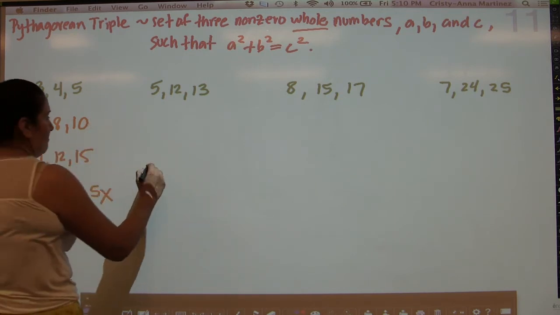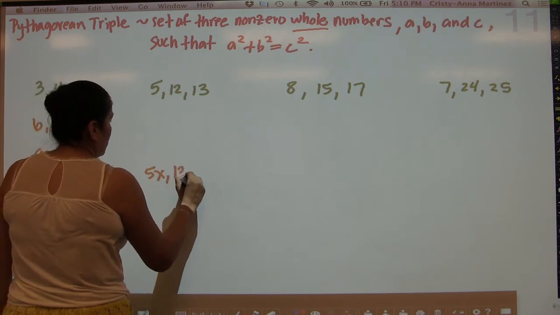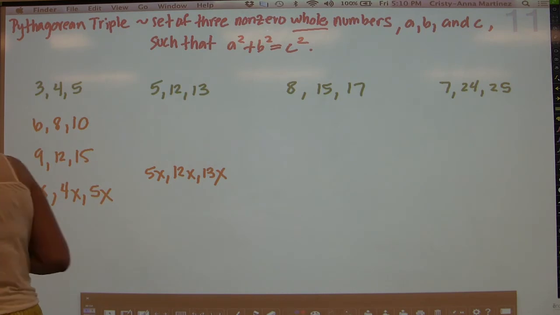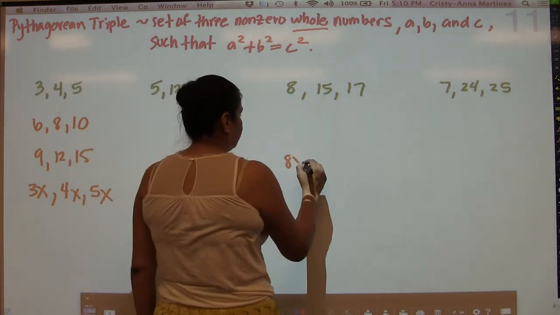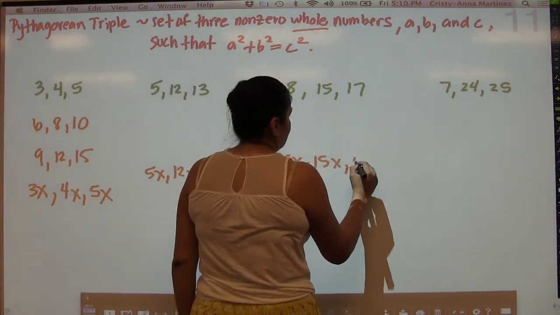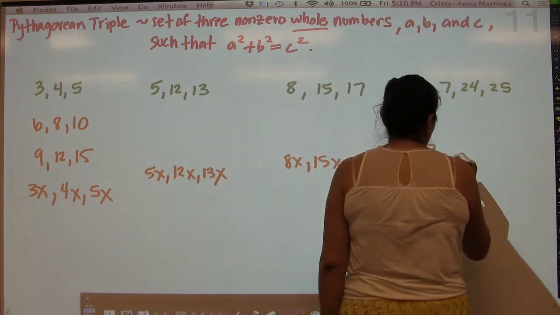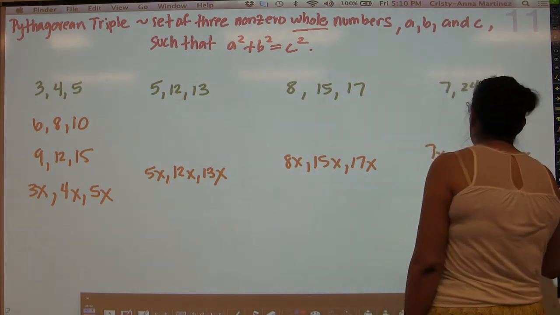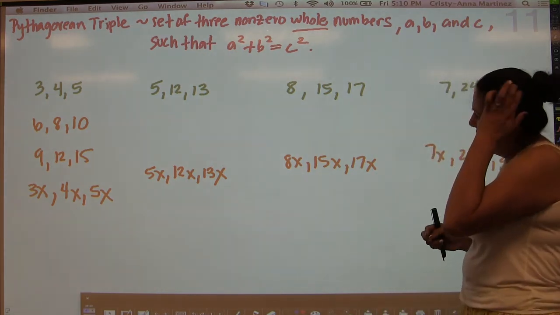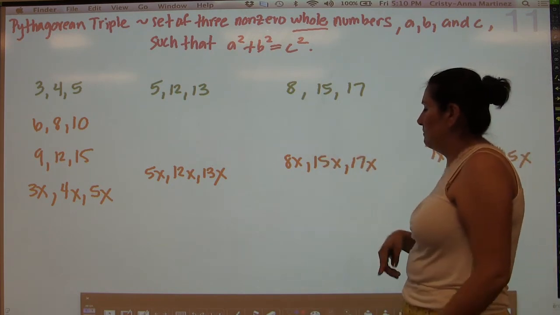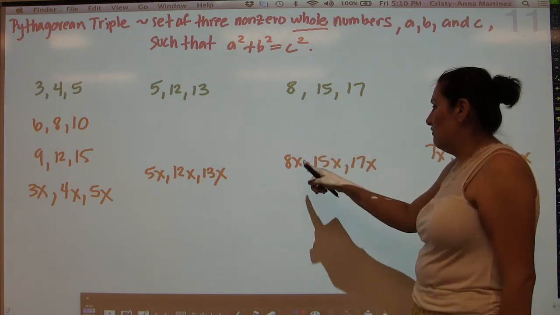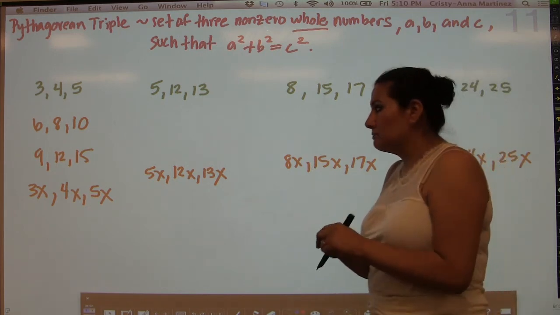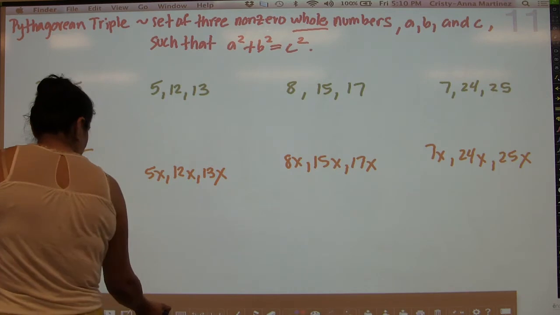So in this case, it would be 5x, 12x, and 13x. 8x, 15x, and 17x. And then over here we have 7x, 24x, and 25x. And so you could always generate more Pythagorean triples by taking all of those numbers and multiplying them by the same factor. So x could be 5 or 7 or 10 or 12 or whatever, and you would get another set of Pythagorean triples. So we're going to apply some Pythagorean triples here.